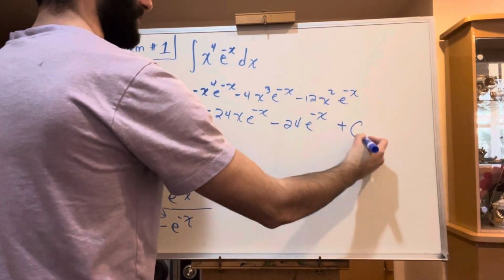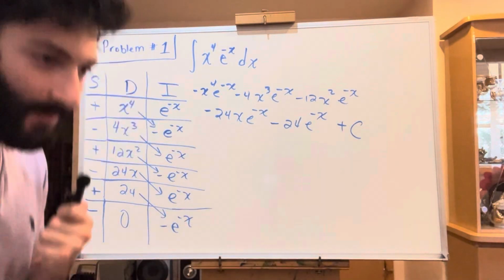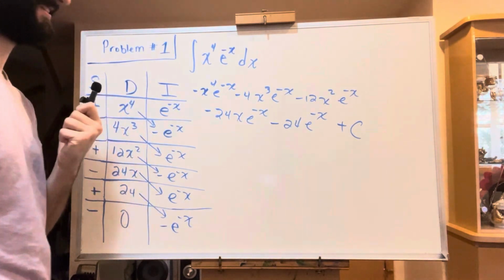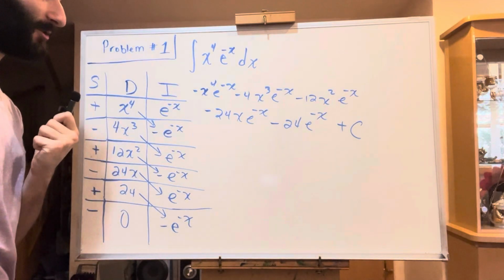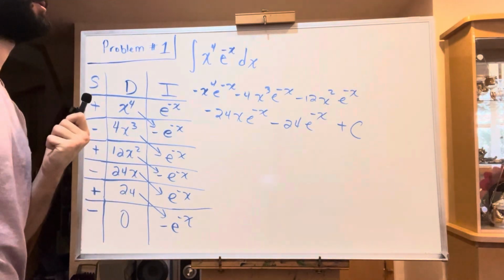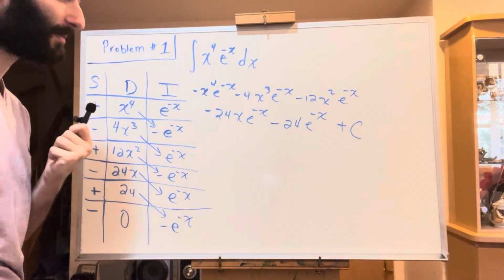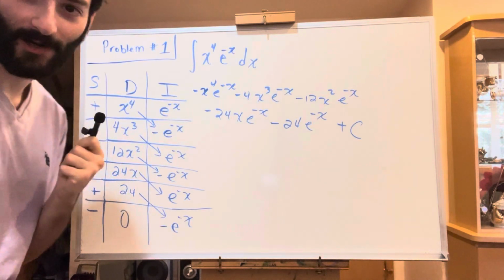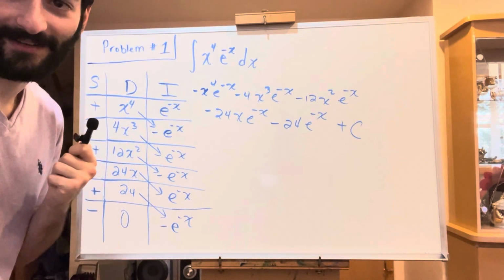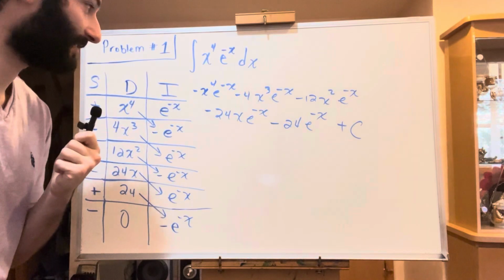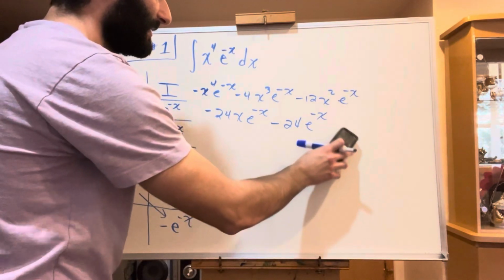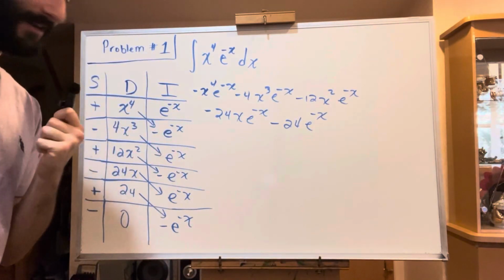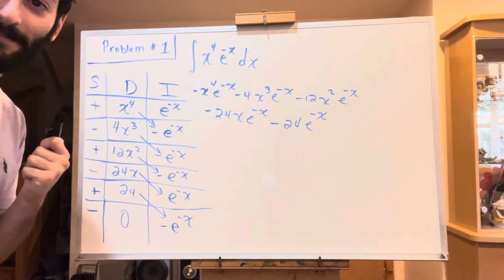I would say don't forget a plus c, but for our purposes, for the integration bee, you are not required to put a plus c. You will not be penalized for omitting a plus c, so from now on, we're just going to omit the integration constants from our solutions. So this is perfectly viable, and let's move on to the next one.